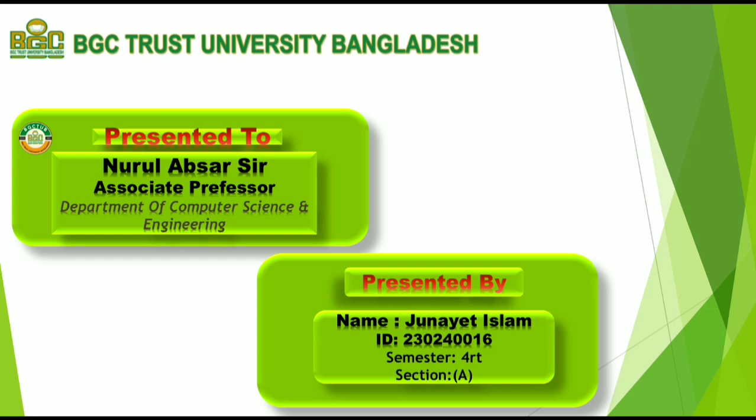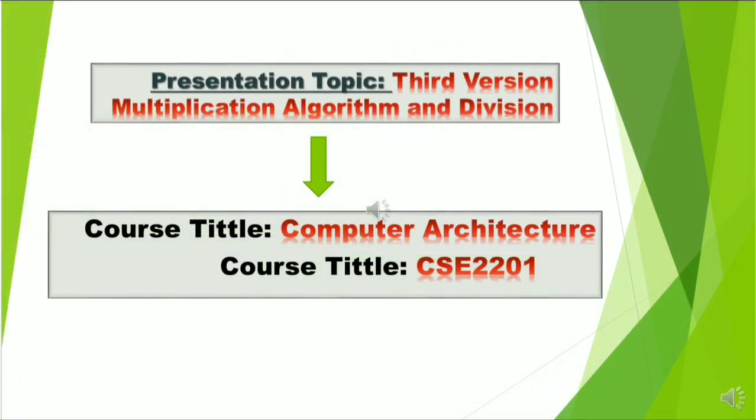Now let's move on to the main focus of today's presentation, as you can see on the screen. The topic of our discussion is a crucial aspect of computer architecture, the third version of multiplication and division algorithms. The presentation is part of our computer architecture course. Throughout these sessions, I will walk you through the details of how these algorithms function, their significance and their practical application in computer systems. Let's dive in and explore the intricacies of this important topic.